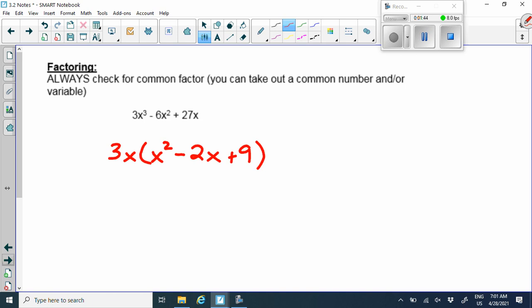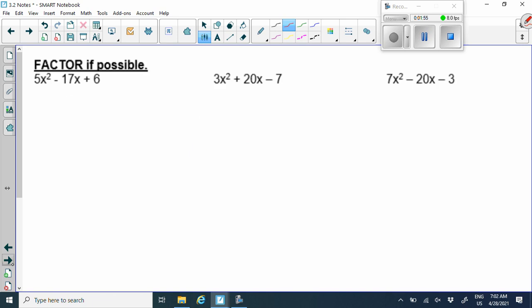So we will need to check that every single time. Now that means that all the terms have to have something in common. If only 2 have something in common, you can't take anything out. So be careful with that. Okay, let's go ahead and do our first one.